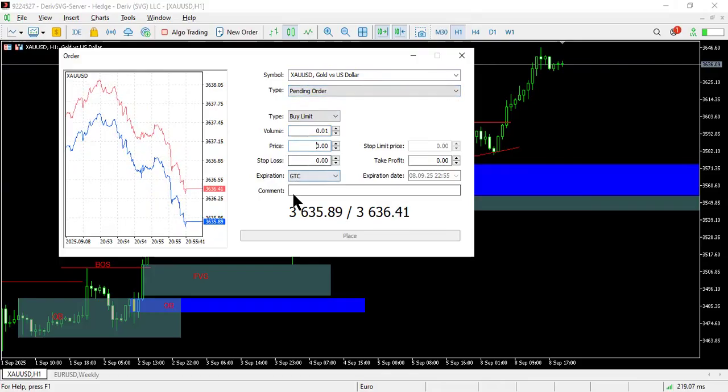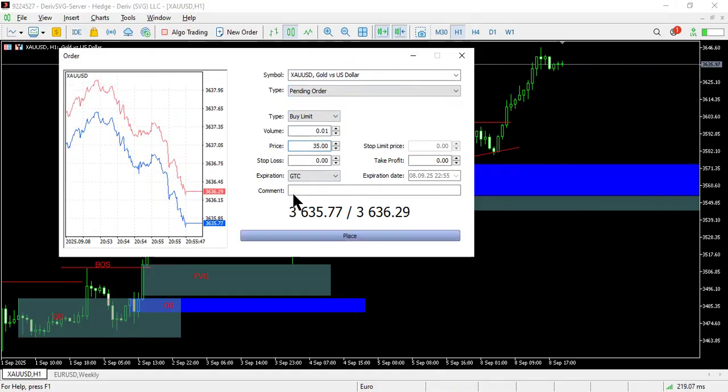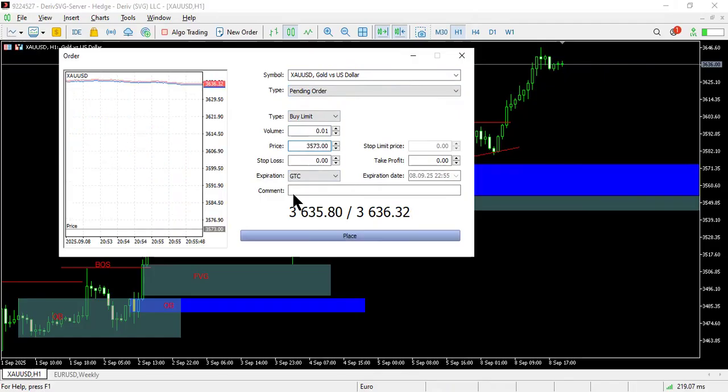So a buy limit, our entry price is going to be at 35.96. Stop loss at 35.69, and then our take profit is going to be at 3646.47.